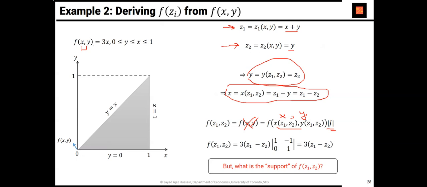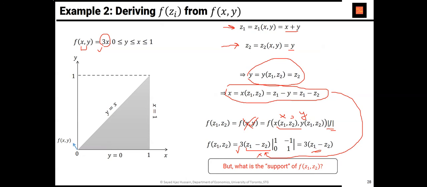What's the joint density? The joint density is 3 times x. So here's your 3, there's your 3. Now I need to multiply by x, but of course I know that x is equal to z1 minus z2. So that's your 3 times x, the joint density of x and y, times the Jacobian. That's the answer right there. Now, that's the joint density of z1, z2.